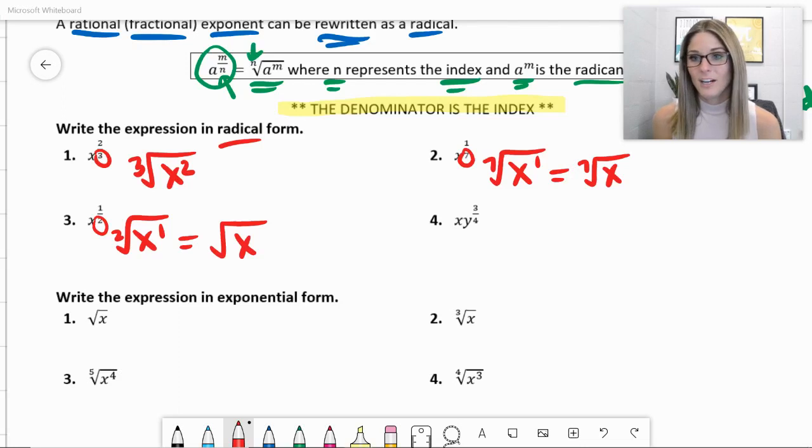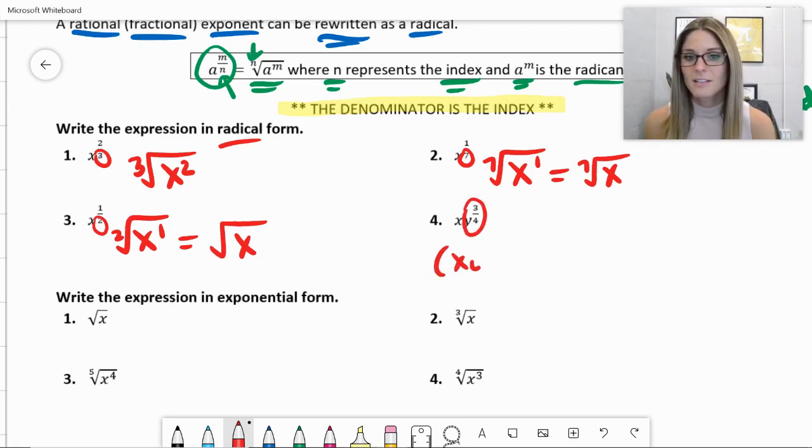All right, number 4, and this is going to be the most important concept. Look at number 4, x, y to the 3/4. Who has the exponent? That exponent is only stuck to y. If it was going to be stuck to more things, they would have used parentheses to indicate it was attached to everything, but they did not.